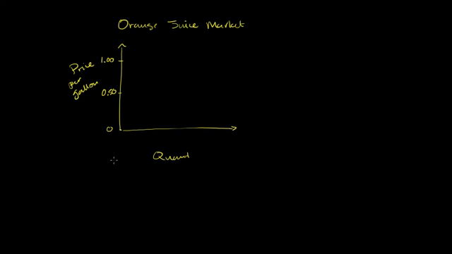And we're going to talk about the entire orange juice market. So this is going to be in millions of gallons per week. And let's say this is 1, 2, 3, 4, 5, and 6.